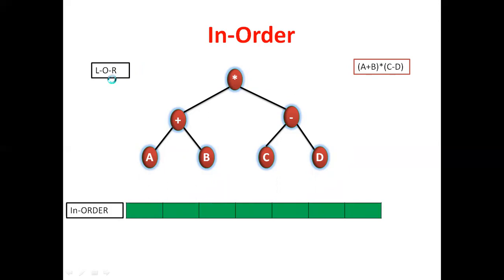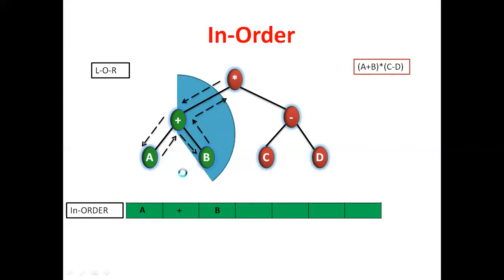Left, root, right. So visit the left. Is there any left for star? Yes, plus is there. Is there any left for plus? Yes, A is there. Is there any left for A? No. Visit that A first of all. Print it. Again root. According to LRO, left completed. Then after, root. What is the root of A? Star or plus? Plus is the root of A. Print plus. Then what is right? What is the right of plus? B. B completed.